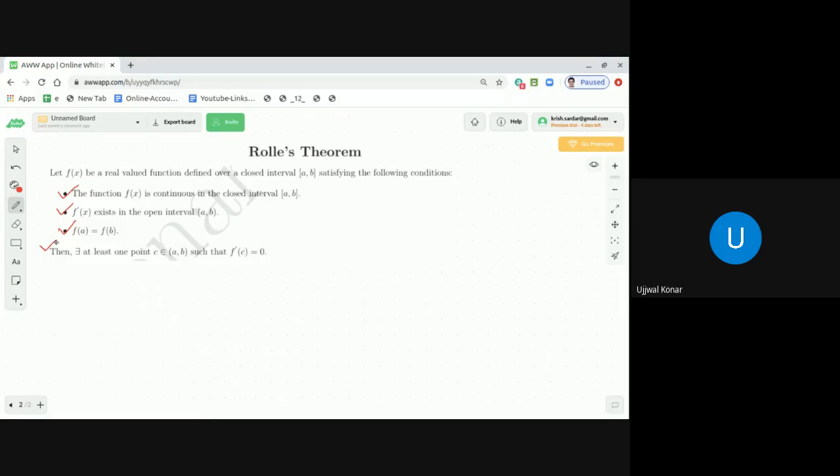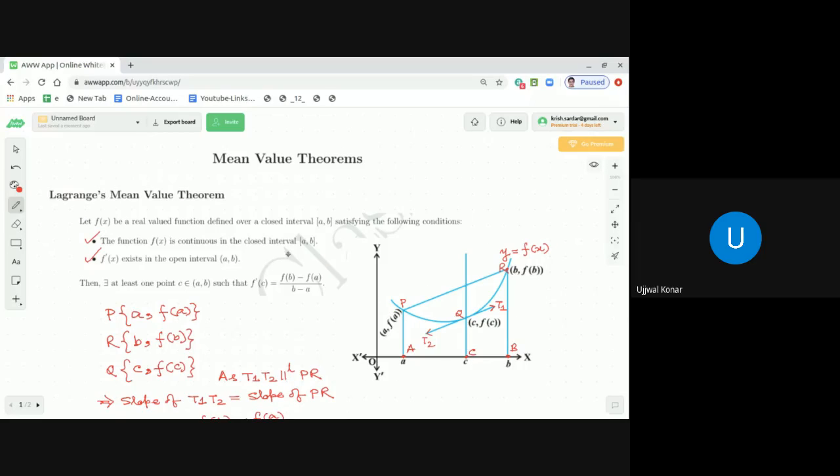Now, a few minutes back I said that Rolle's theorem is a special case of Lagrange's mean value theorem, or the mean value theorem. Why so? Let me explain, dear students. Think about, as we discussed on the previous page, the mean value theorem, that is Lagrange's mean value theorem.